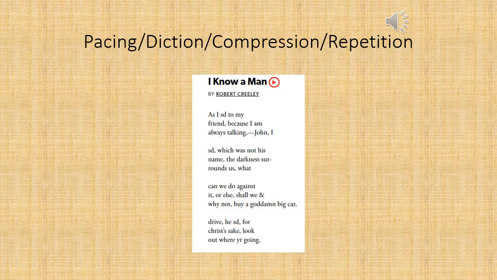Okay, so for example, if we're going to look at Robert Creeley's poem, I Know a Man, with regard to pacing, diction, compression, and repetition, we can see the pacing. He's speeding the poem up and slowing it down. We call it the push-pull effect. And we believe he's doing that to create some sort of tension or conflict. The push versus the pull, a tug of war in a way. A person who's taking stock and having anxiety within themselves, right? Yet he's trying to create that sort of emotion on the page.